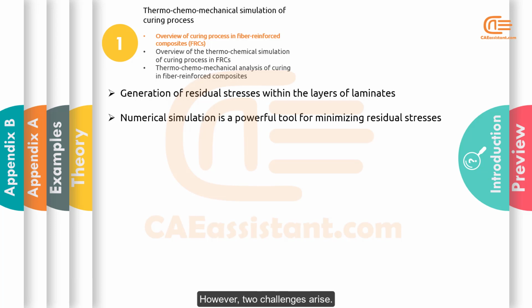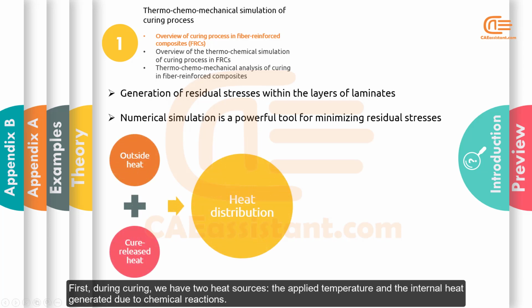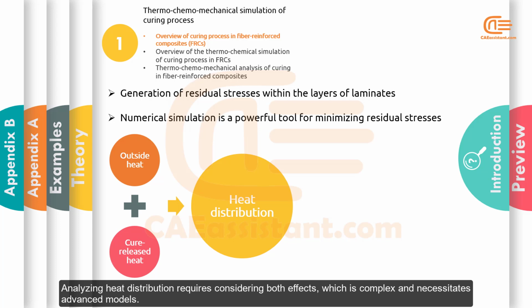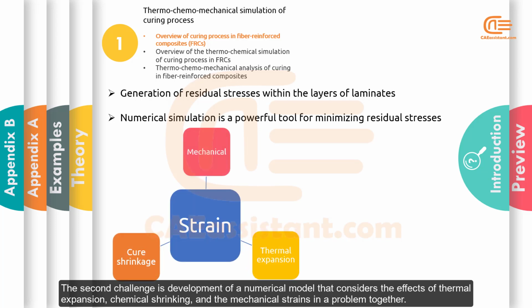However, two challenges arise. First, during curing, we have two heat sources, the applied temperature and the internal heat generated due to the chemical reactions. Analyzing heat distribution requires considering both effects, which is complex and necessitates advanced models. The second challenge is development of a numerical model that considers the effects of thermal expansions, chemical shrinkage, and the mechanical strains in the problem together.